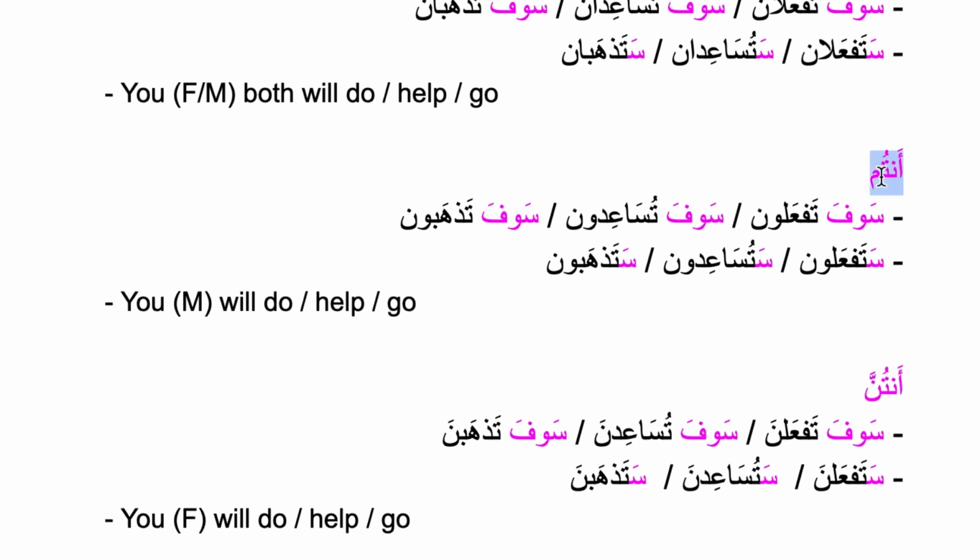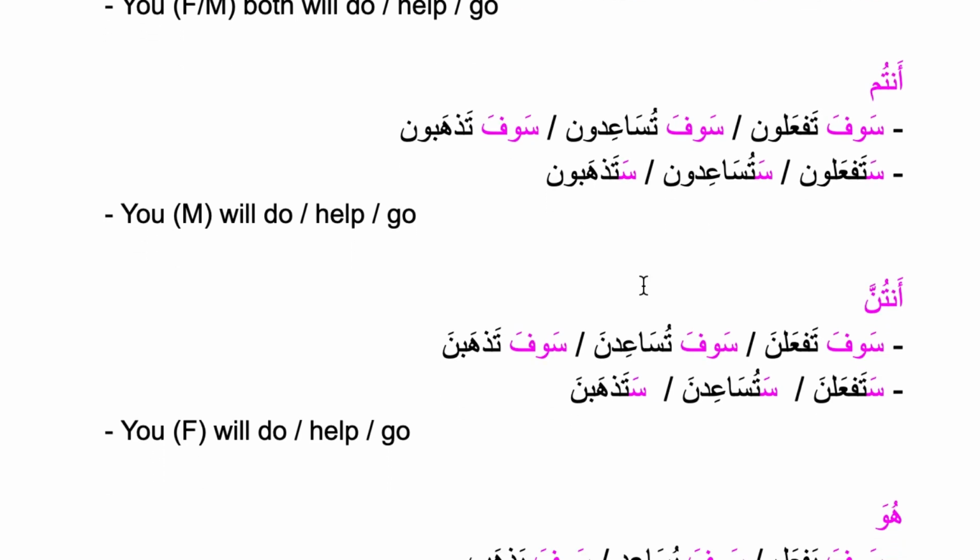Next is أنتم. أنتم means you, for plural male. سوف تفعلون, you will do. سوف تساعدون, you will help. سوف تذهبون, you will go. The second form, ستفعلون, you will do. ستساعدون, you will help. ستذهبون, you will go.